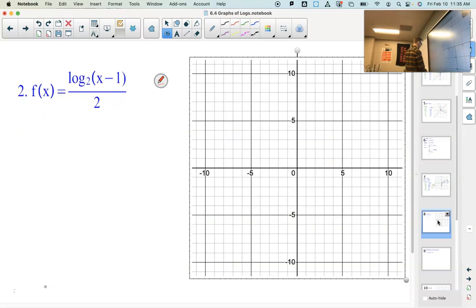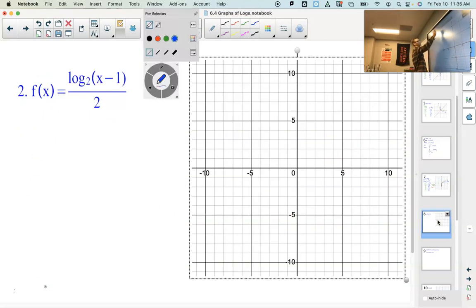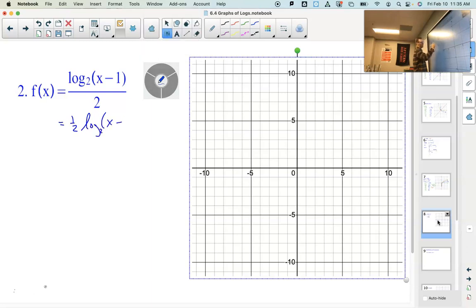All right, a few different things going on here. First thing, I don't like this divided by 2. Isn't that the same as 1/2 times the log base 2 of x minus 1? So identify your transformations here first. We know this 1/2 is a vertical compression by 1/2. We know subtracting 1 from the x is going to move the graph right 1. So I know my transformations. What do I need to figure out? I need to figure out what does my parent curve look like.